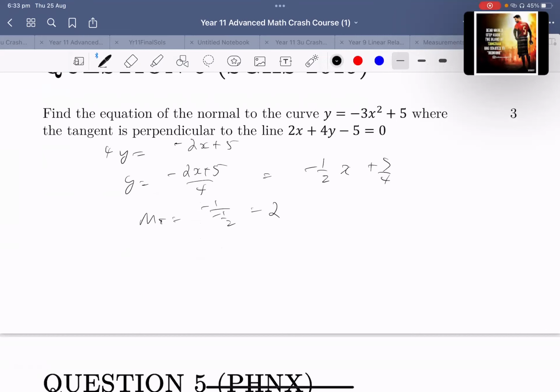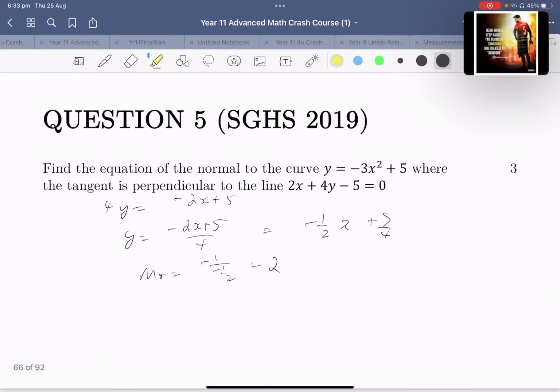So for this question, it asks us to find the equation of the normal to the curve specified by this parabola, where the tangent is perpendicular to that one.